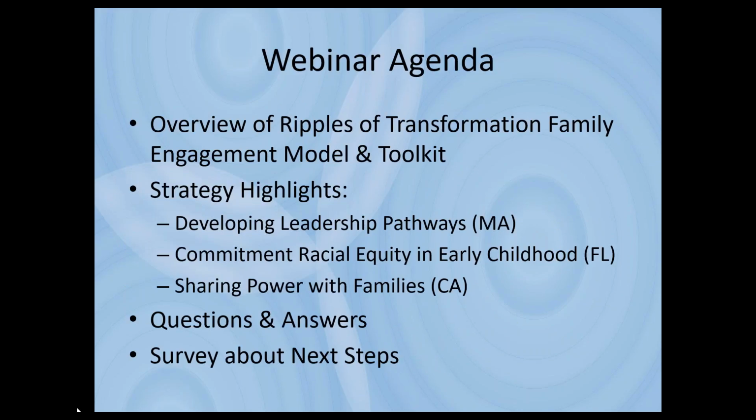So just to give you a quick agenda review, I'm going to start by giving a brief overview of the Ripples of Transformation Family Engagement Model and Toolkit, and then we're going to have three presenters presenting strategies from the ground. One, developing leadership pathways, another, strengthening the commitment to racial equity in early childhood, and then finally, sharing power with families. And each of these are going to be coming from a different part of the country. We're going to have some time, I'm sure not nearly enough, for questions and answers. And then at the very end of the webinar, you'll see a survey pop up where we are asking you about what would be most valuable as next steps in this project. Next slide.